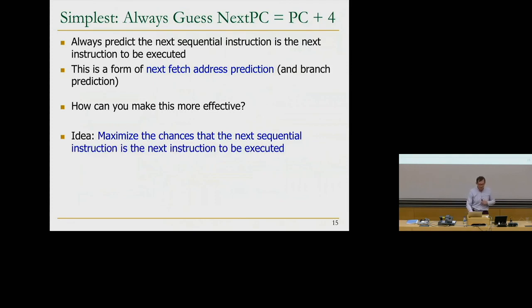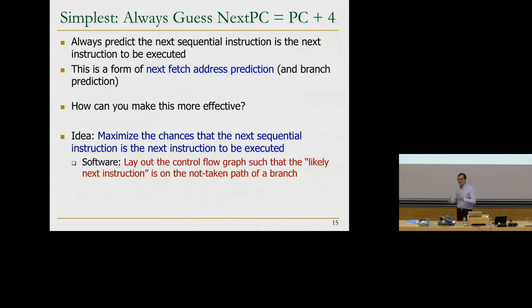The idea is relatively simple. You need to maximize the chances that the next sequential instruction is the next instruction to be executed. Now, what does this mean? The compiler can actually change the structure of the code, the control flow graph, such that the next sequential instruction, or the likely next instruction, is on the not taken path of a branch. So let's take a look at that very quickly over here. It's a simple idea, and it's used in pretty much all compilers of the world.